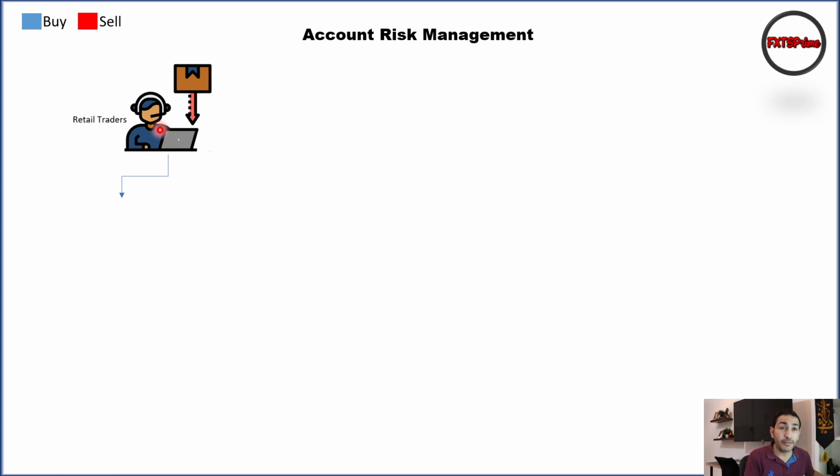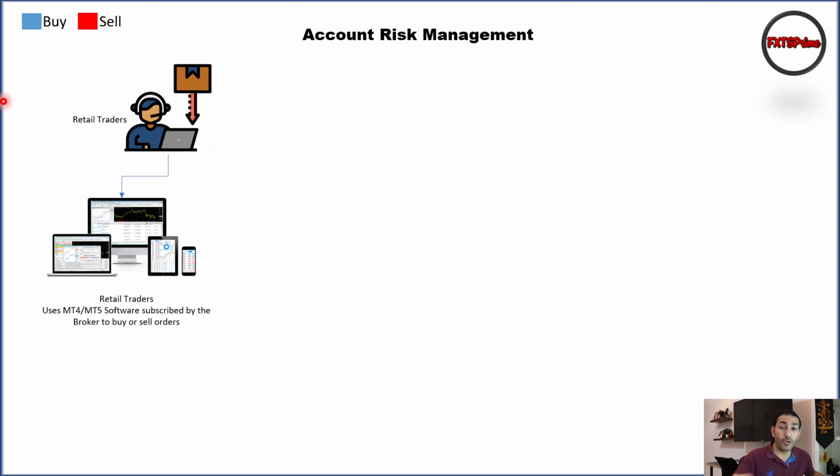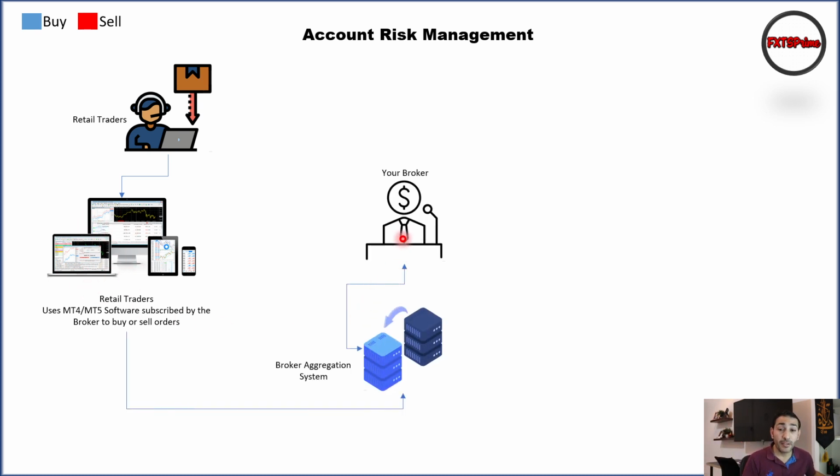So you are sitting here, clicking on your chart, mobile or laptop, and you are trying to make an order, sell or buy. Now your order is getting executed using the MetaTrader, or a software for trading. That software is provided by your broker. The MetaTrader is general software, and the broker has subscribed to that software and is giving it to you as a service.